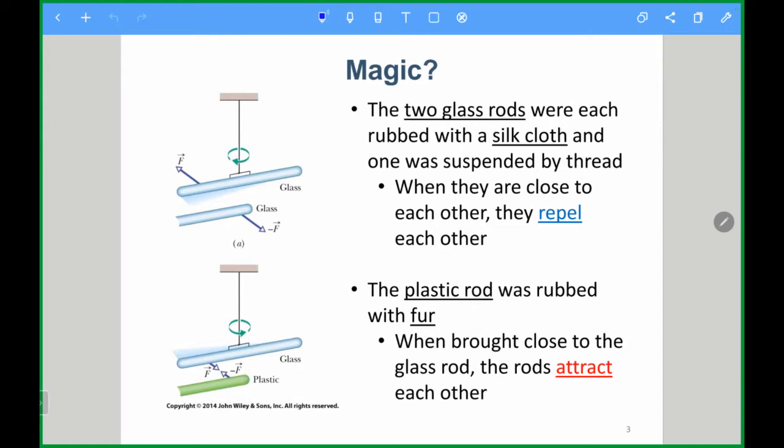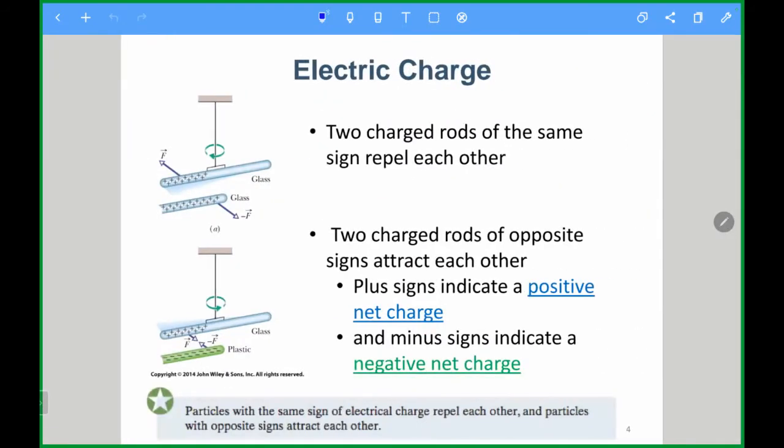Of course, we will consider it in a scientific way. These are two setups, and when we change the glass rod to a plastic rod, the results are different. These two rods repel each other, and these two rods attract each other. So there must be something internally different to make the result different. The physicist or scientist will try to explain why it is like that.